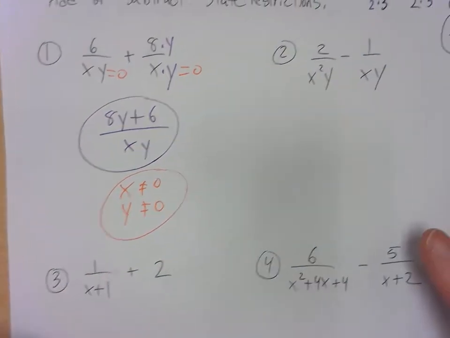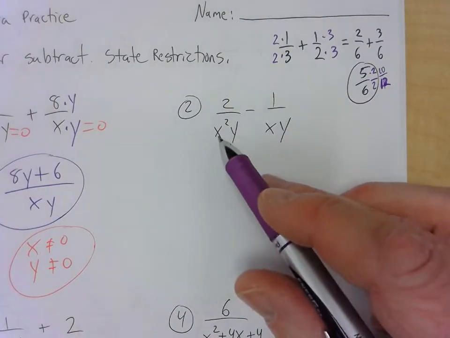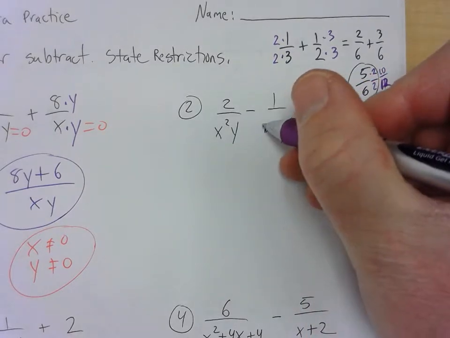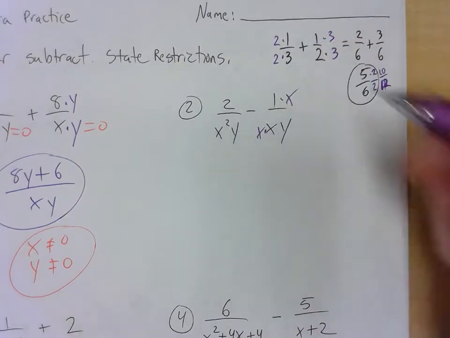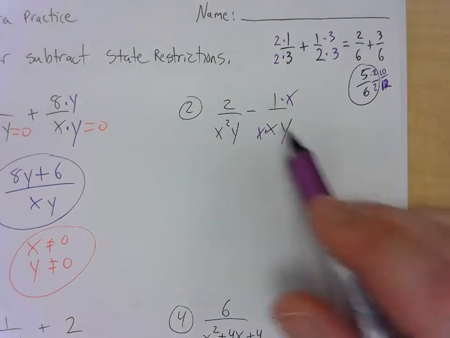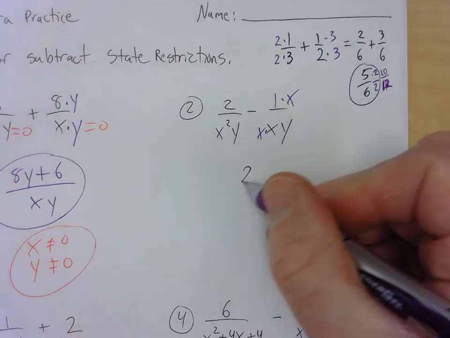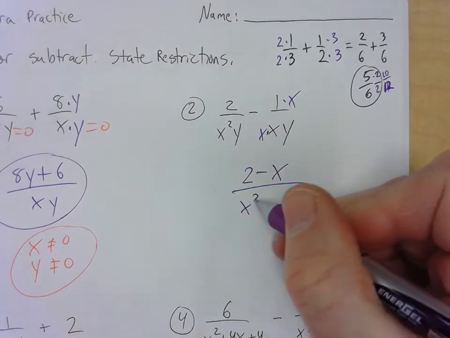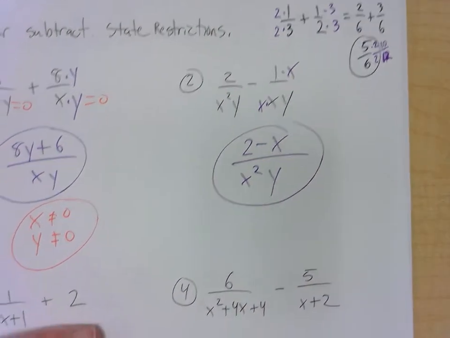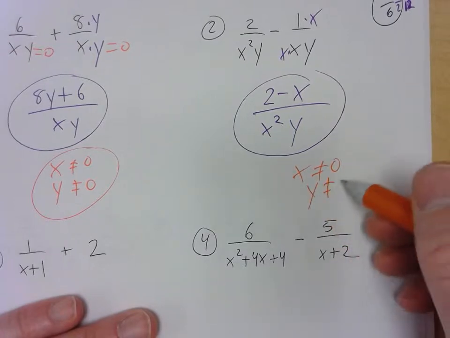All right, going on to the next one. We need a common denominator here, so y and y, x squared. That's 2 x's multiplied together. We're missing an x over here, so we're going to multiply by x. Now with subtraction, you can't switch the order unless you pay the price of a negative sign, so this is just 2 minus x. So I write 2 minus x over x squared y. That's the common denominator. And again, x cannot be 0, and y cannot be 0.